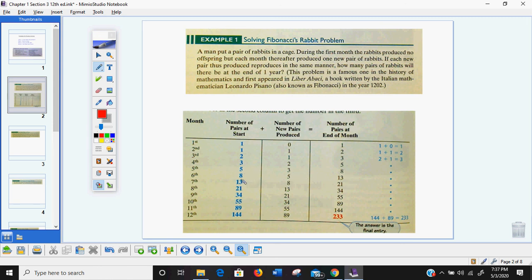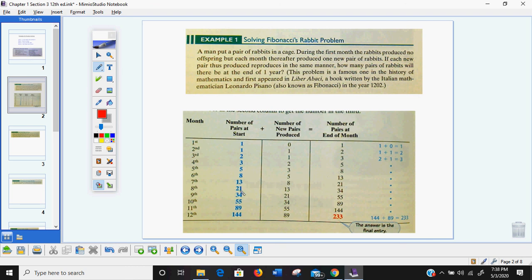The next month, you start with eight, and you have five reproducing. Okay, it's always the number you ended with 2 months ago. You end up with 13. The next month, you have 13. Eight are reproducing. Remember, it's always the number you had at the end 2 months ago because it takes them 2 months to reproduce. Then you end up with 21.